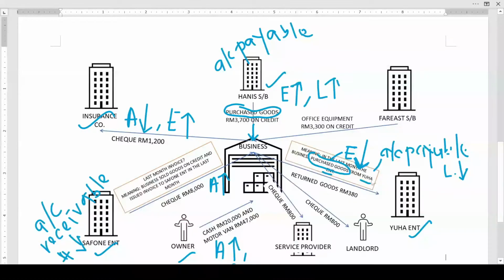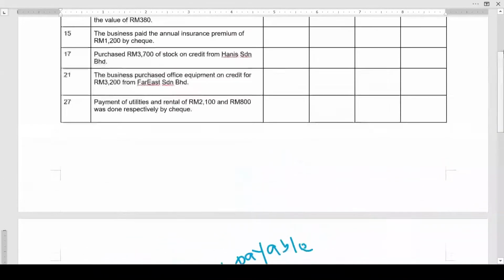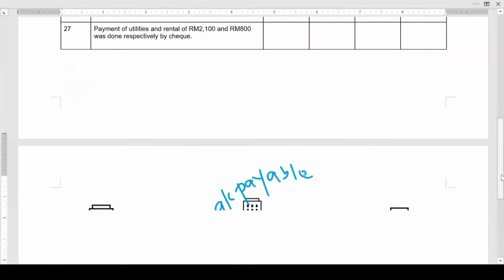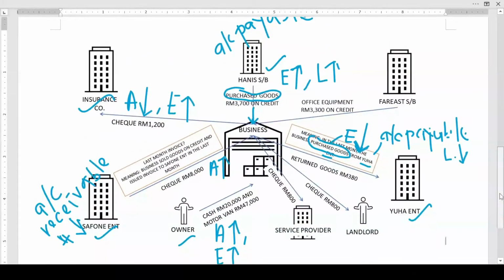Next transaction is, the business purchases office equipment on credit for 3,200 from Far East Sendirian Berhad. Seems like another purchase, but look at the item that was purchased. They purchase office equipment. So the purchase of office equipment is not an expense. Office equipment itself is an asset.